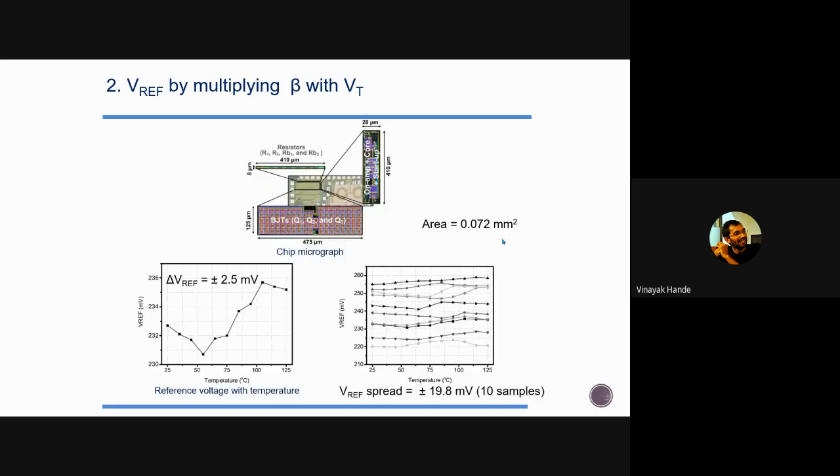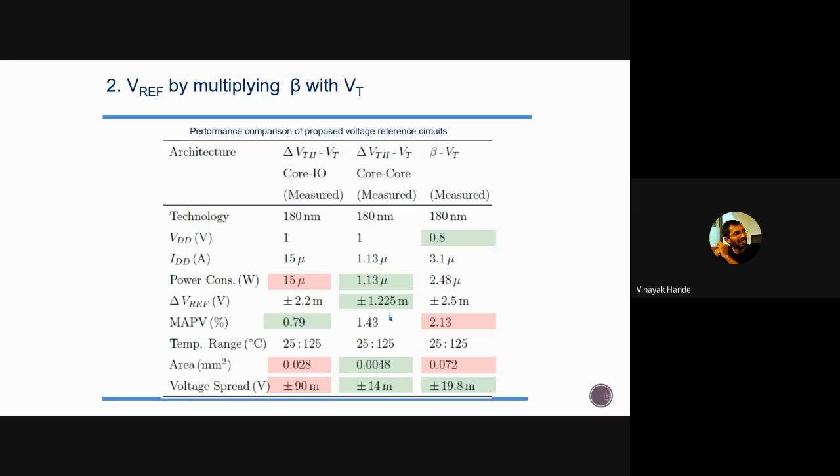And these results are, again, as you can see, measured results, so whatever we are seeing is having the proof of silicon. With the interest of time, I have to run a little.